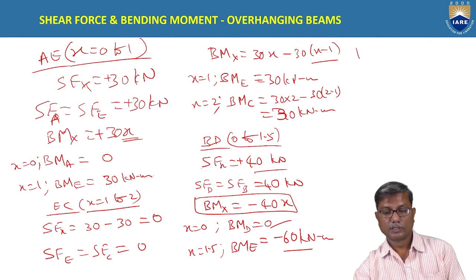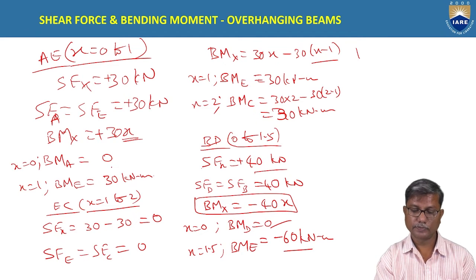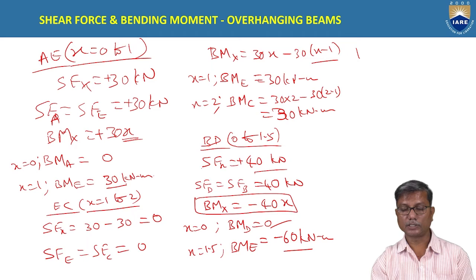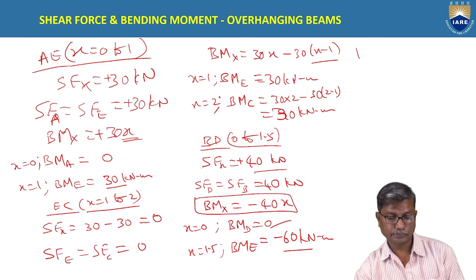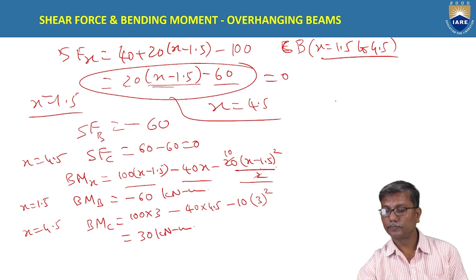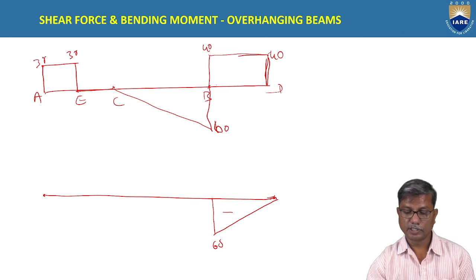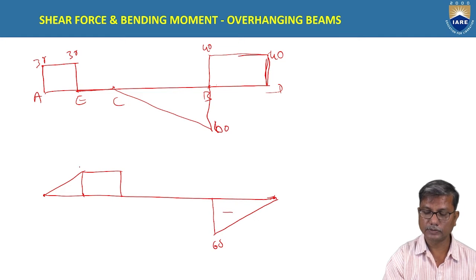Okay, and at A the bending moment is 0. And at E it is plus 30, and between E and C, the bending moment at E is 30 and the bending moment at C is also 30. Yeah, it is a positive bending moment here. Between A and E it is 30, and between E and C it is 30. Positive.